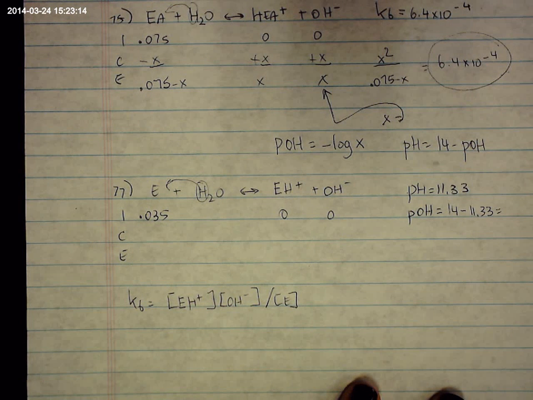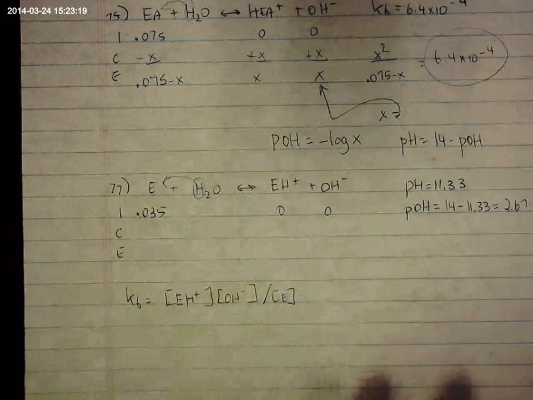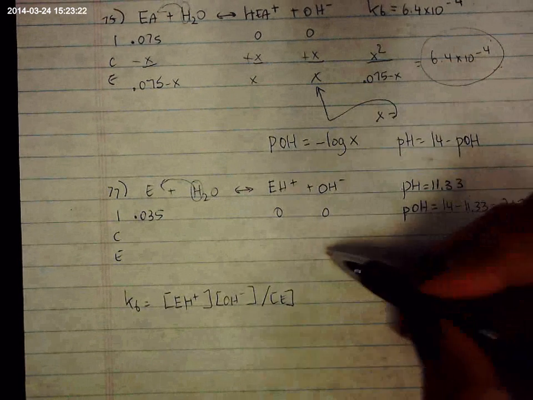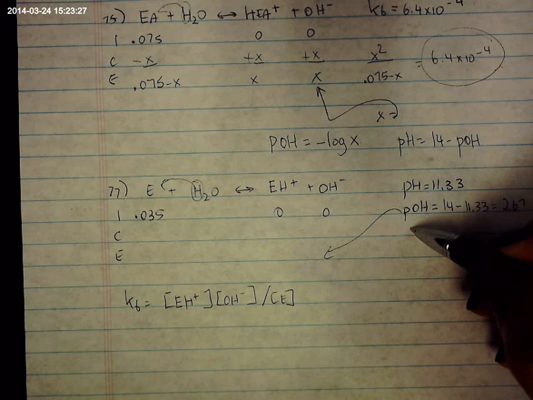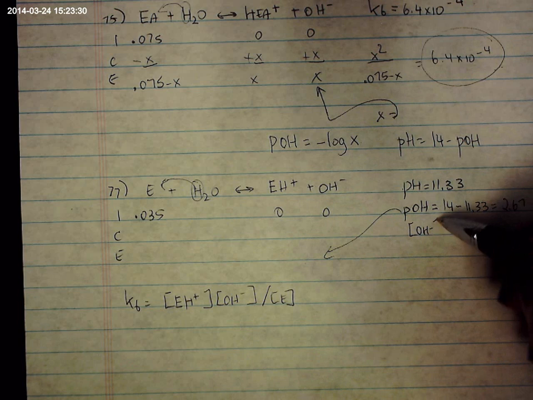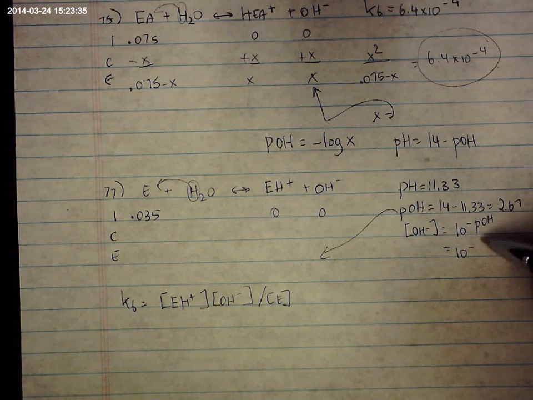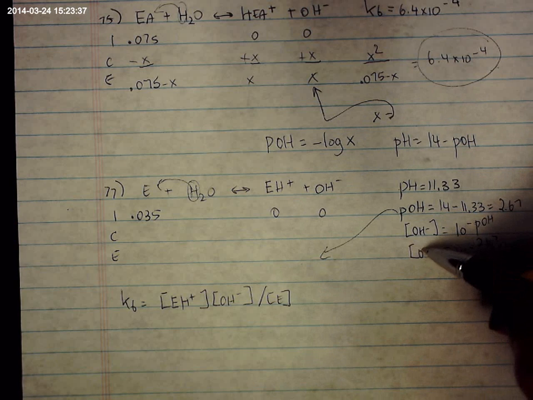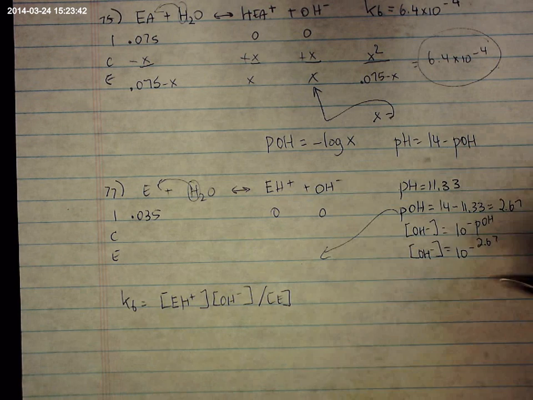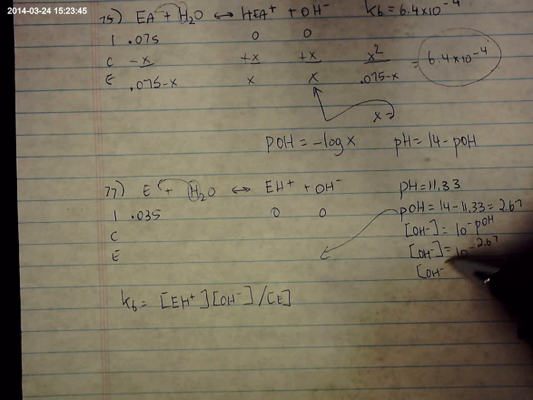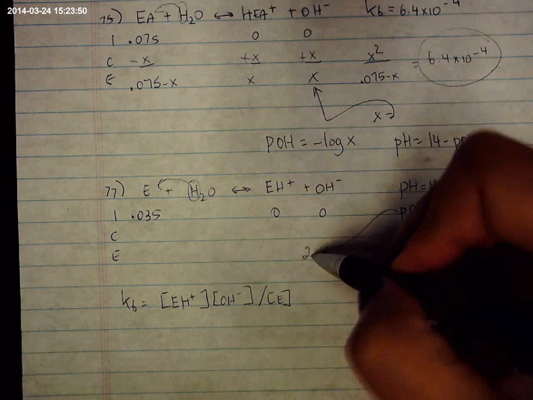So 14 minus 11.33 is 2.67. All right, fabulous. If I have the pOH, I can figure out the equilibrium concentration of hydroxide simply by doing 10 to the negative pOH. So 10 to the negative 2.67 is my hydroxide concentration. So I get a hydroxide concentration of 2.14 times 10 to the negative third. So that's this value right here.